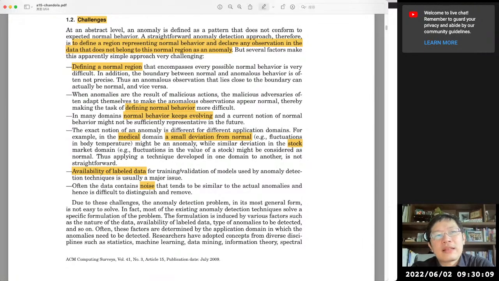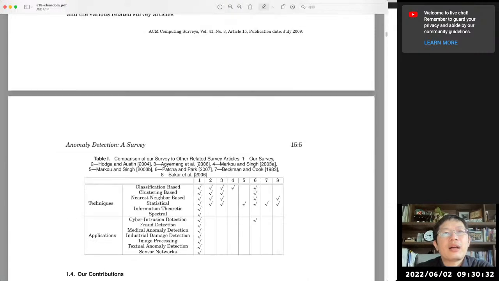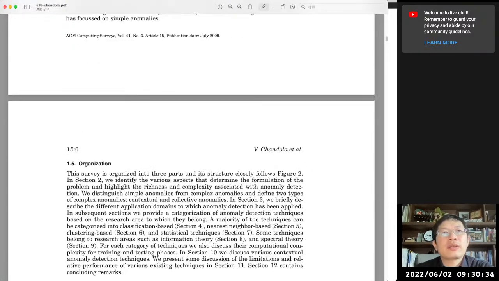And the next one is the noise, which we mentioned before. Sometimes the collected data has noise, so the label may be incorrect. The features may be incorrect, which might be very annoying when you analyze such kind of data. Okay. So we skip the relative and contribution.